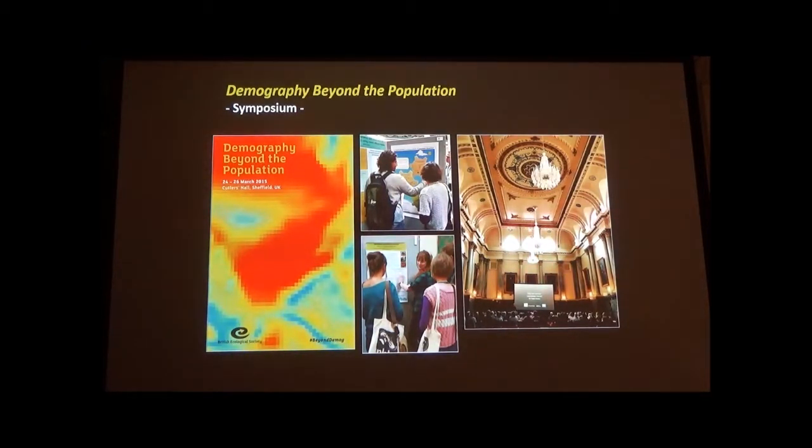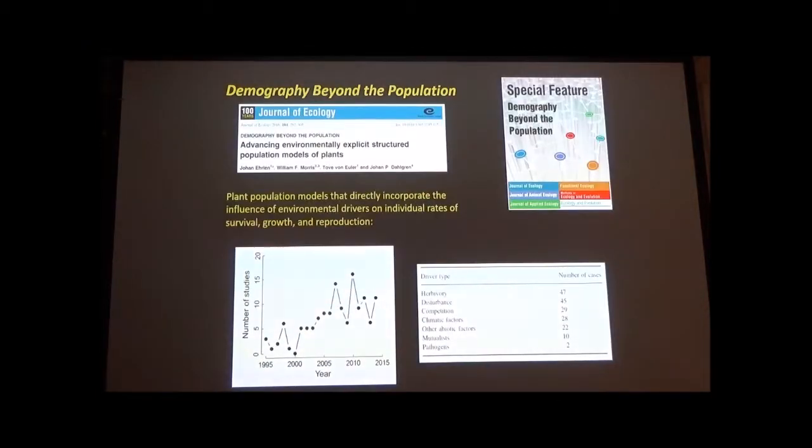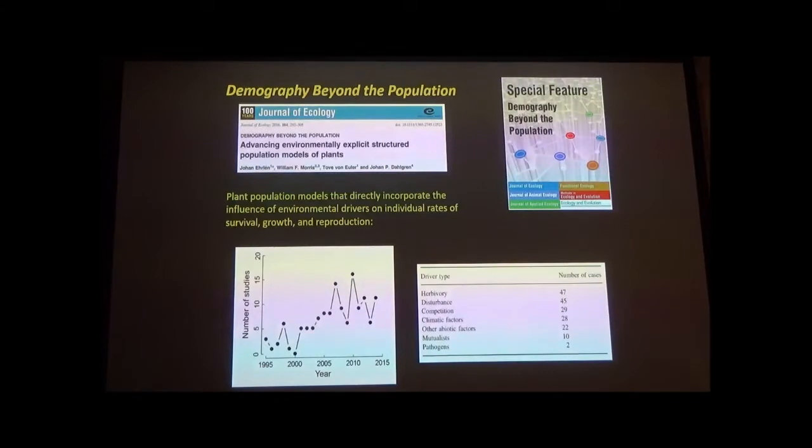But it was basically trying to bring people together who were using demography to ask a whole range of different questions, not just about population. We were addressing questions about evolution, about disease, about communities, about the influence of climate, et cetera. And we also pulled together a journal special feature from this to publish articles in all of the different journals of the British Ecological Society to really show what the reach of demography is.